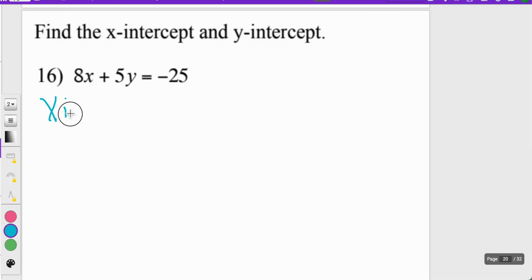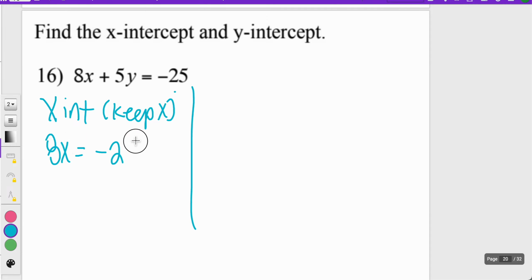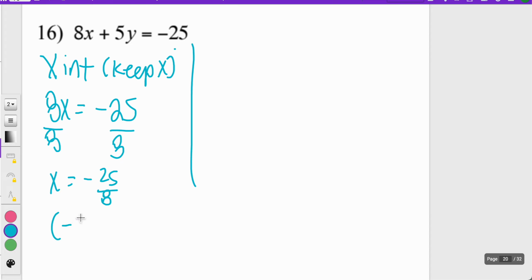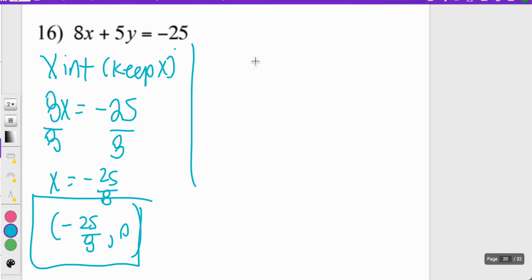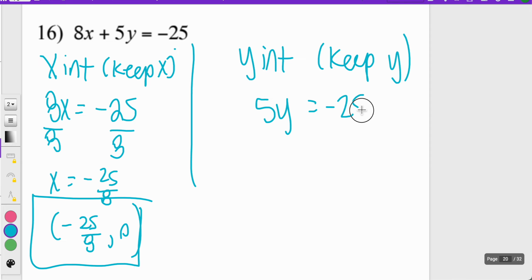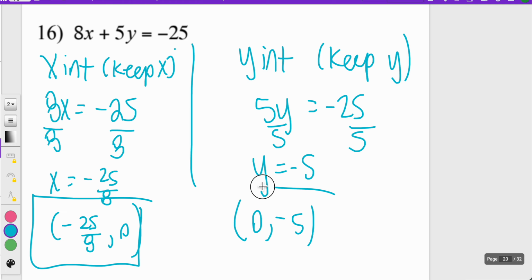Again, same thing here. X-intercept, you're going to keep your x. So 8x equals negative 25. Divide both sides by 8. I'm going to get x is equal to negative 25 eighths. So I'm going to write that in a coordinate as negative 25 eighths, comma 0. And then for my y-intercept, I'm going to keep my y's. So 5y is equal to negative 25, all that's left. Divide both sides by 5. I'm going to get y equals negative 5, so that looks like 0, comma negative 5.